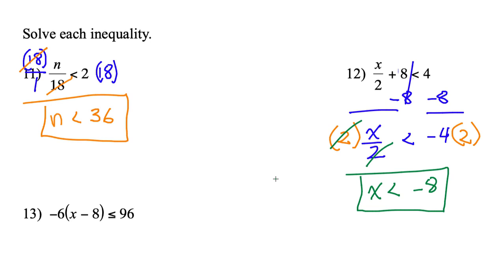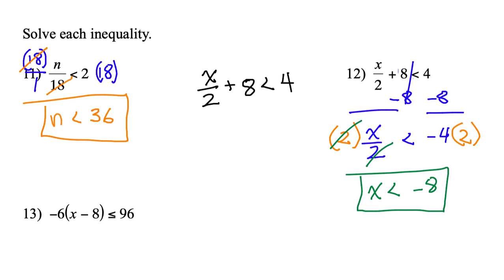I saw Jade's hand first, and then we'll do Esha next. Can you do it the opposite way? Another different way? No, multiply it by 2 first. Yeah, so let's see what happens. So x over 2 plus 8 is less than 4.